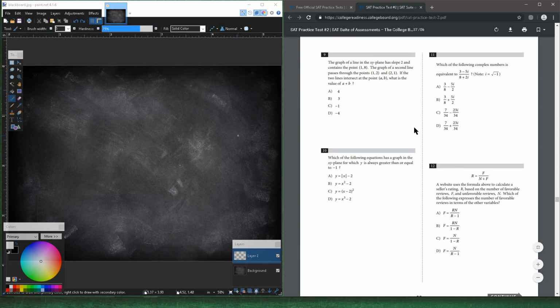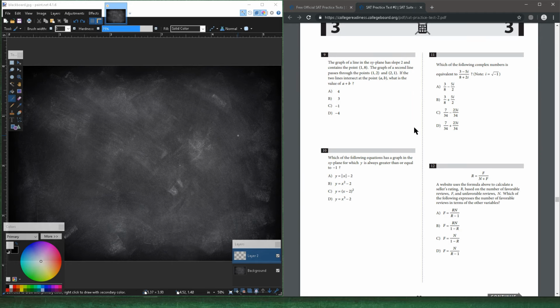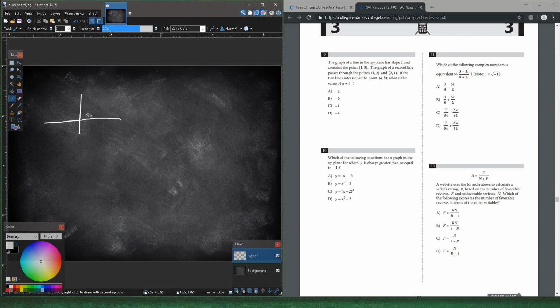Number 10. Which of the following has a graph in the xy plane for which y is greater than or equal to negative 1? We just have to go through all the answers. A would be an absolute value graph. Since the negative 2 is outside the graph, just think of x equal to 0. That means it's going to start at negative 2, so it's at (0, negative 2). That's how it's going to look.